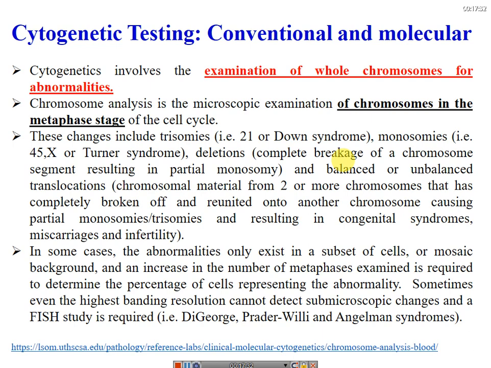Now, sometimes even the highest banding pattern resolution cannot detect submicroscopic changes. We don't have as much resolution to detect the submicroscopic changes. In that case, we may require FISH or molecular methods to study that particular abnormality. Like in DiGeorge syndrome, Prader-Willi syndrome, Angelman syndrome, we do use fluorescence in situ hybridization to detect the abnormality.